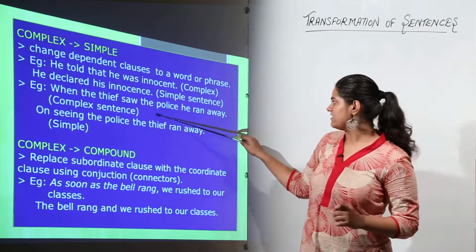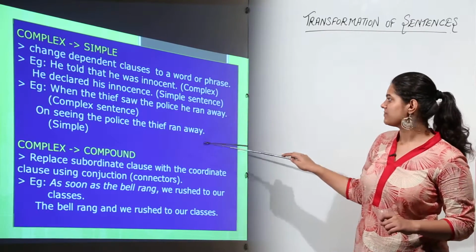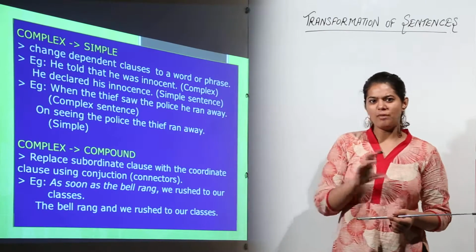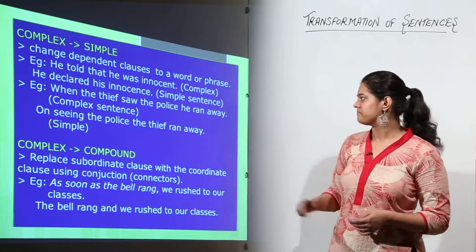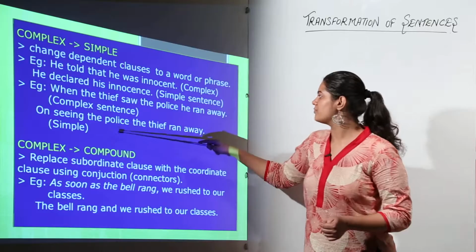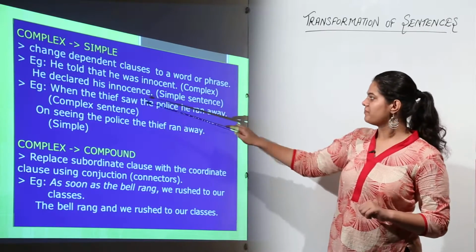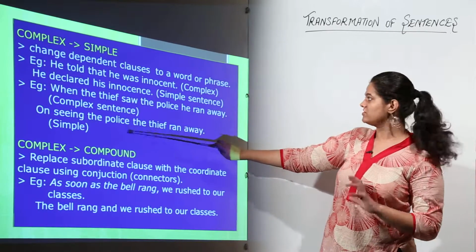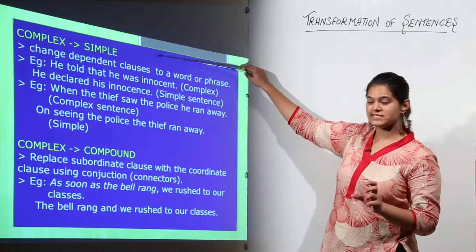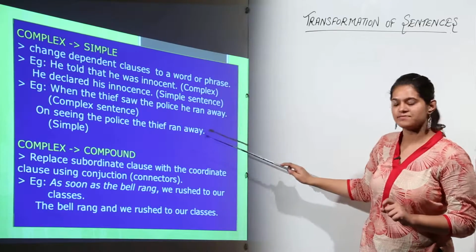Next, when the thief saw the police, he ran away. This is the complex sentence, right. So, when the thief saw the police, then he ran away. This is a complex sentence and has dependency. "When the thief saw the police" becomes "on seeing the police", "he ran away" becomes "the thief ran away", simple. We change the dependent clause in a manner that it fits easily into the simple sentence. So, on seeing the police, the thief ran away.